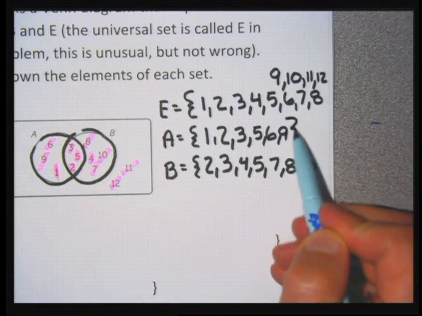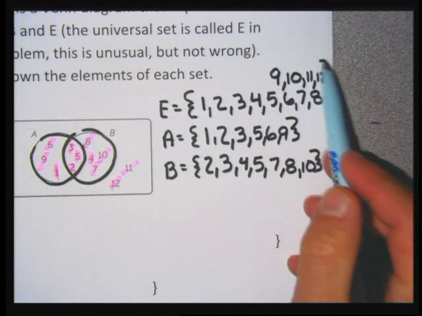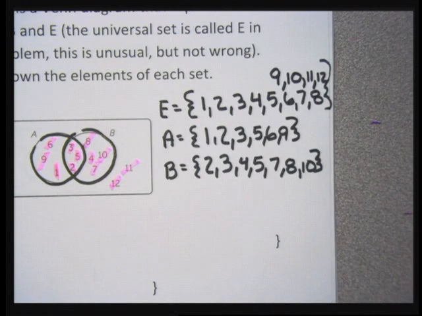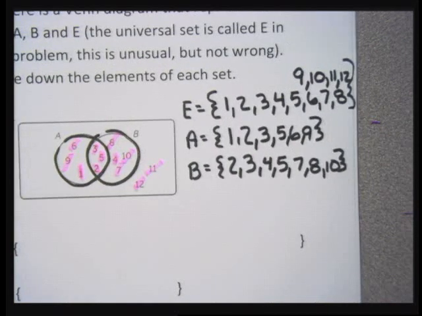So these are the answers to problem 2. These are the sets that are described by that Venn diagram that actually has an E for the universal set name.